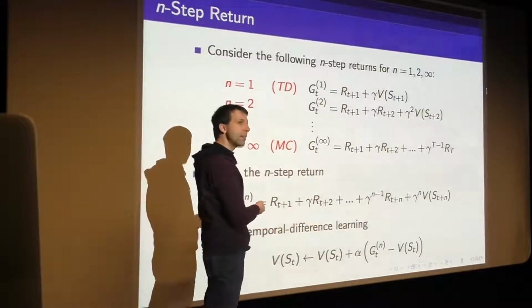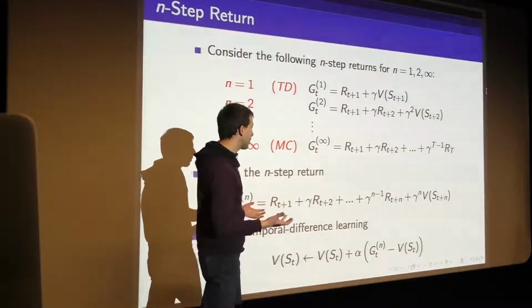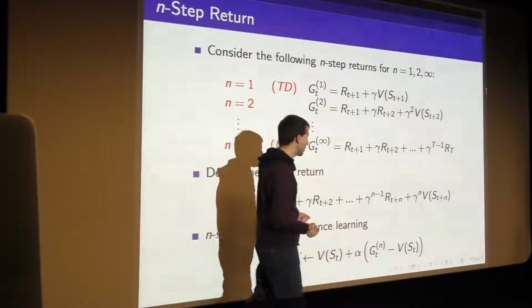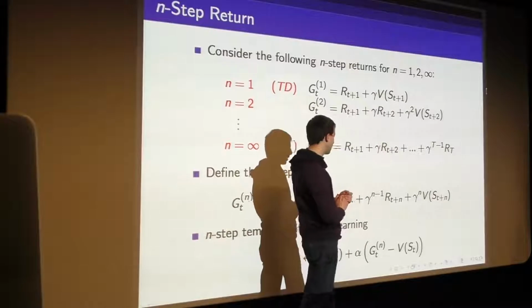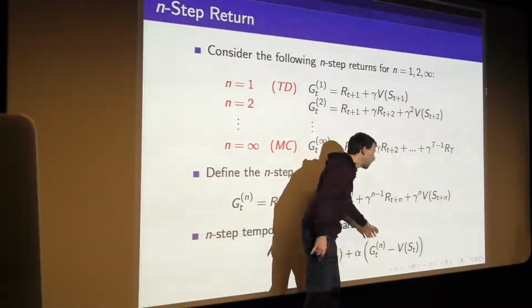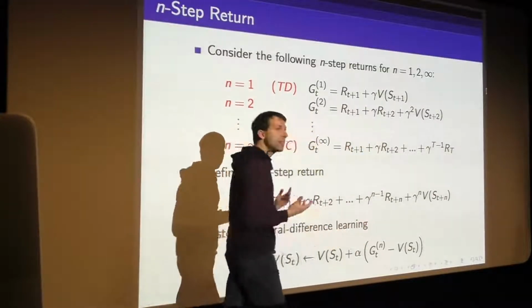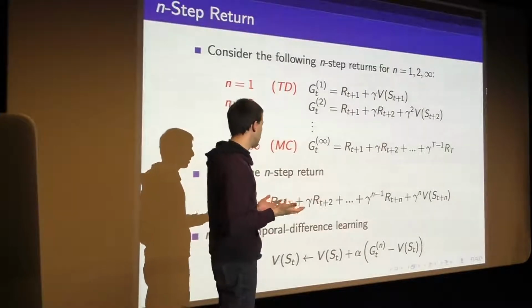And we can plug this in the same way that previously we took our Monte Carlo estimate and we plugged in our TD0, our TD target, in place of the actual return. Now we're going to plug in our n-step return as our target. So what's this telling us now?